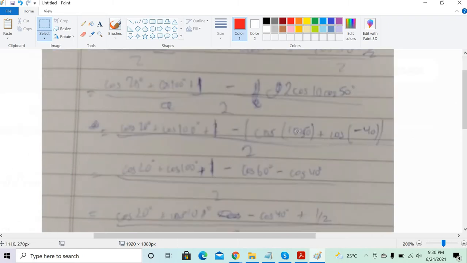Okay, so here you got 60, you know. So this is cos A cos B, cos A plus B plus cos A minus B. Yeah, so you applied that. So you got, yeah, no problem. So what did you get? Cos 60 plus cos 40. Okay, no problem.